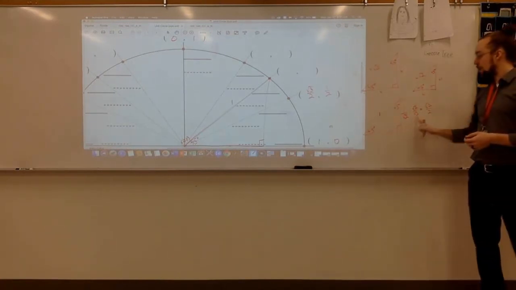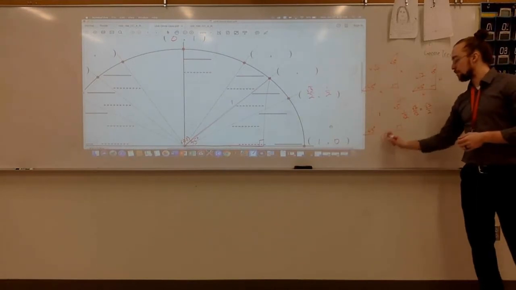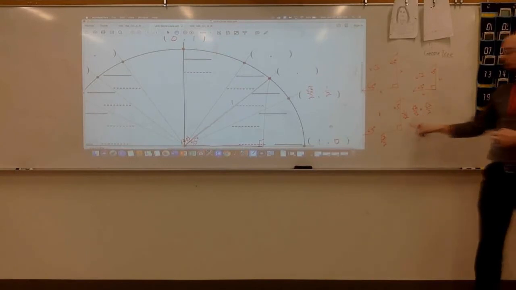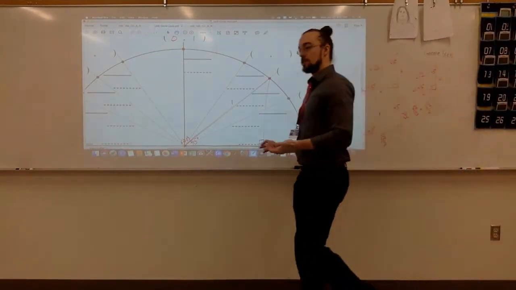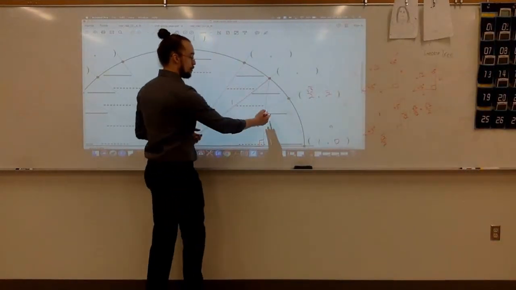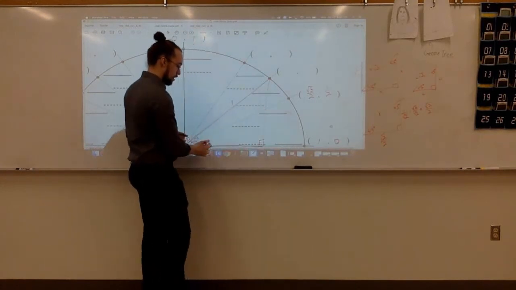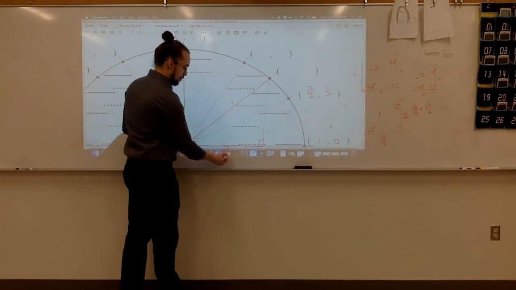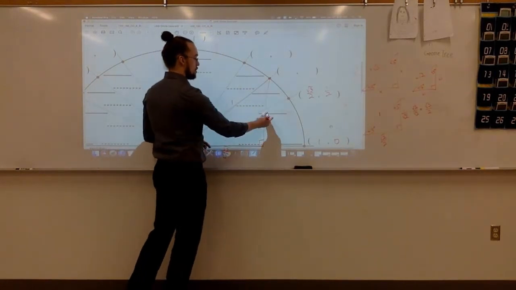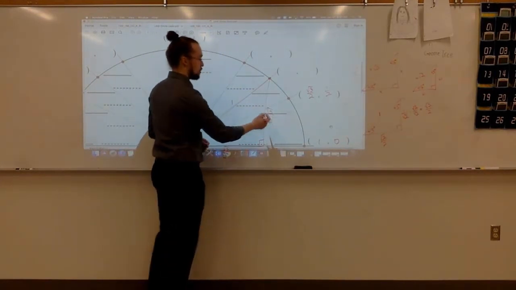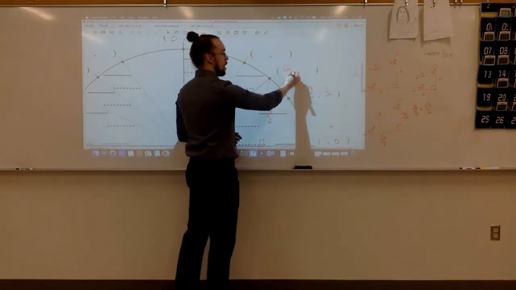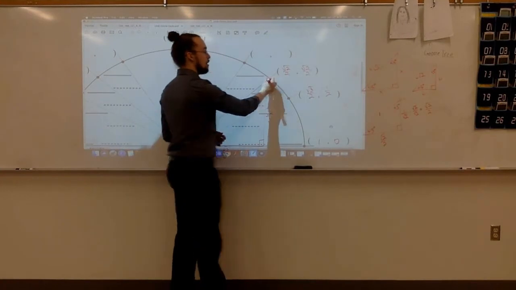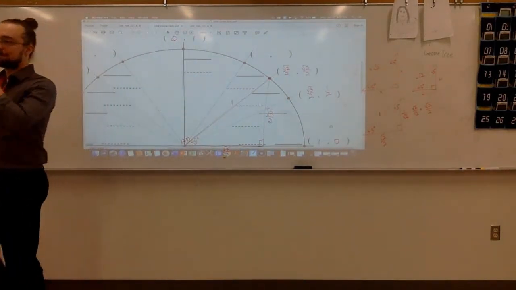We know the two legs in a 45, 45, 90 are the same. So if this leg is the square root of 2 over 2, so is this leg. So if we're thinking about this right triangle here, the x distance is the square root of 2 over 2, and the y distance is the square root of 2 over 2. So those are our coordinates for this point right here on the unit circle.